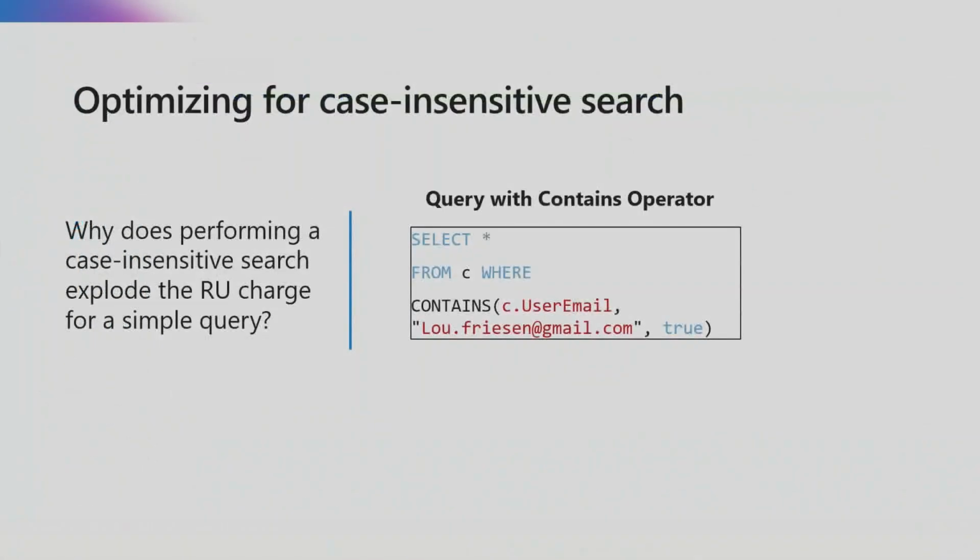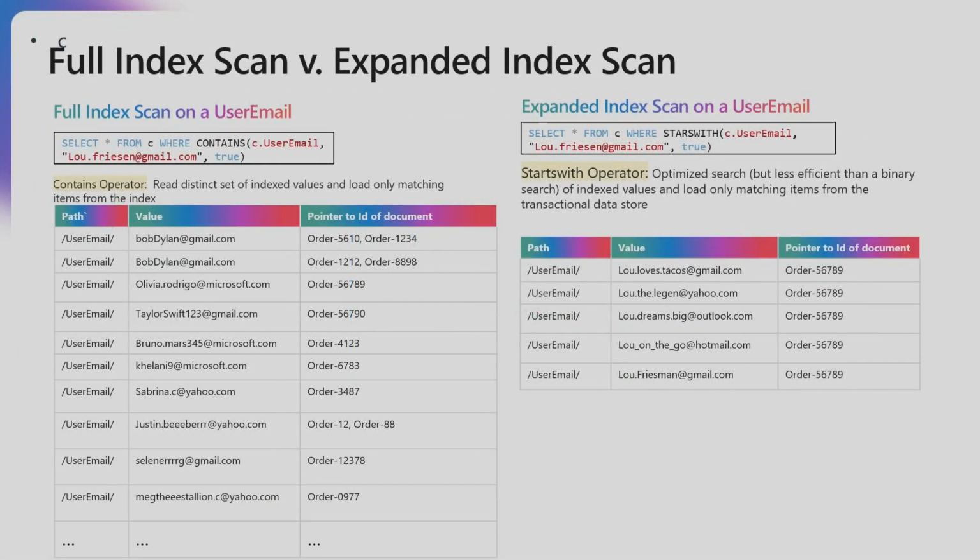Yes. What's actually happening under the hood is that when we perform a contains operation, we're doing a full index scan. That means we go through all the property paths. We take the user email property path, retrieve all the documents that have user email, then run the contains operator on those values, and then again retrieve those documents that match.